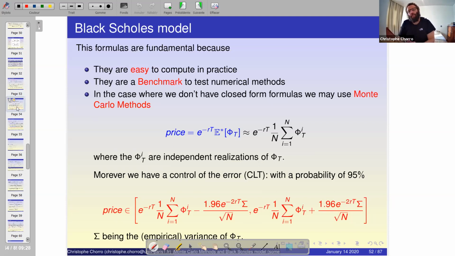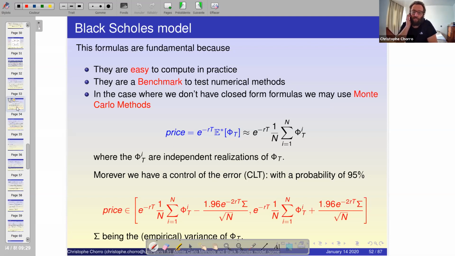And the formulas for put and call options are important because they are easy to compute in practice. In fact, we also have in this situation what we call a benchmark, that is a way to compare and test numerical methods. Because if I want to test a numerical method to approximate the price of a contingent claim in the Black-Scholes model, the first step I can do is to see if my method is able to reproduce in the good way the price of the put and the call, because I have formulas for the price of the put and the call.